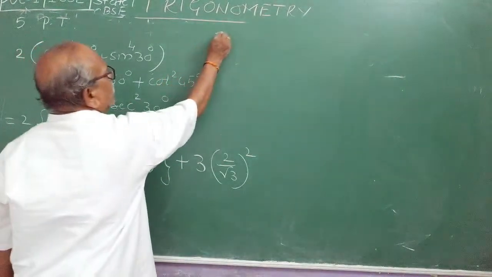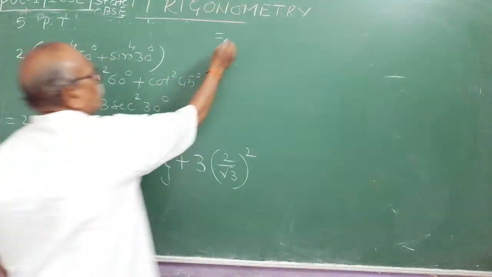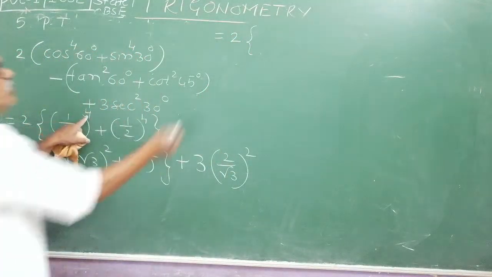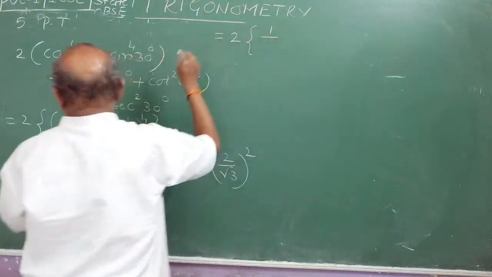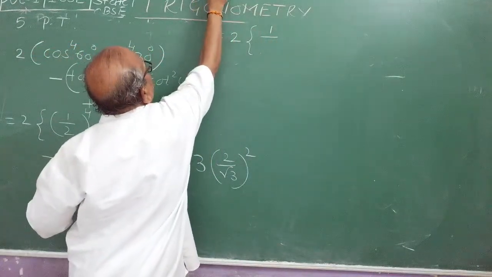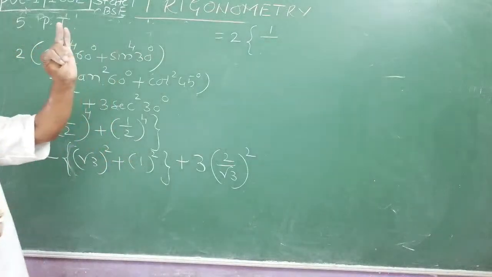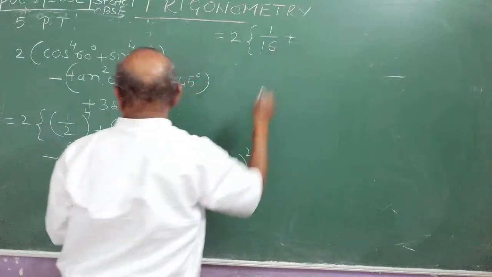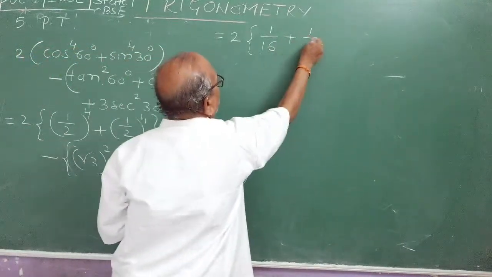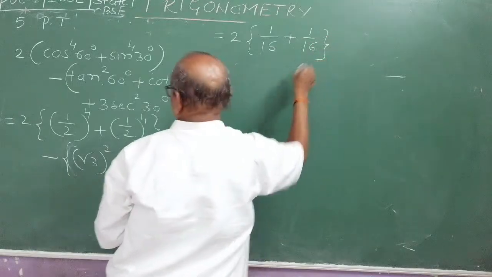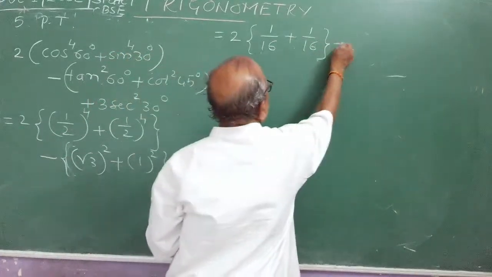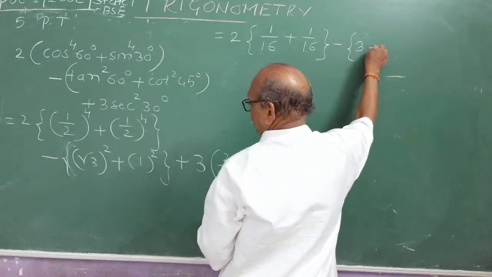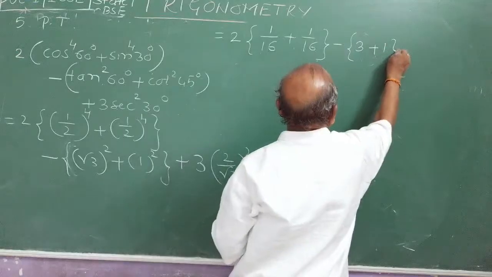Let me continue here. Slowly and carefully you observe. 1 by 2 square. 1 raised to 4 is 1 only. What is 2 raised to 4? 2 raised to 4 is 2 2s are 4, 4 2s are 8, 8 2s are 16. 2 raised to 4 is 16, plus here also 1 by 16, same thing. Continue. Minus into bracket root 3 square is 3 plus 1 square is 1.